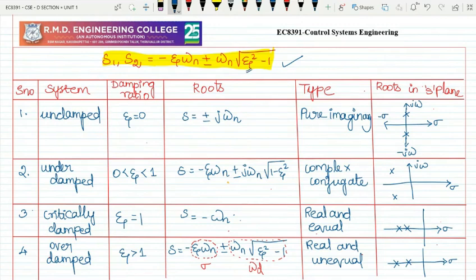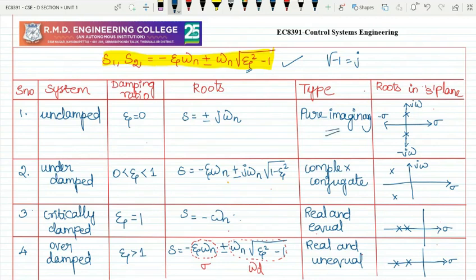Then root of minus 1 will be there. We know that root of minus 1 is j. That's why I put the j here. Every remaining term will be 0, because I am substituting epsilon equal to 0. So see the type of the roots, it will consist of only an imaginary term. It is a purely imaginary term.